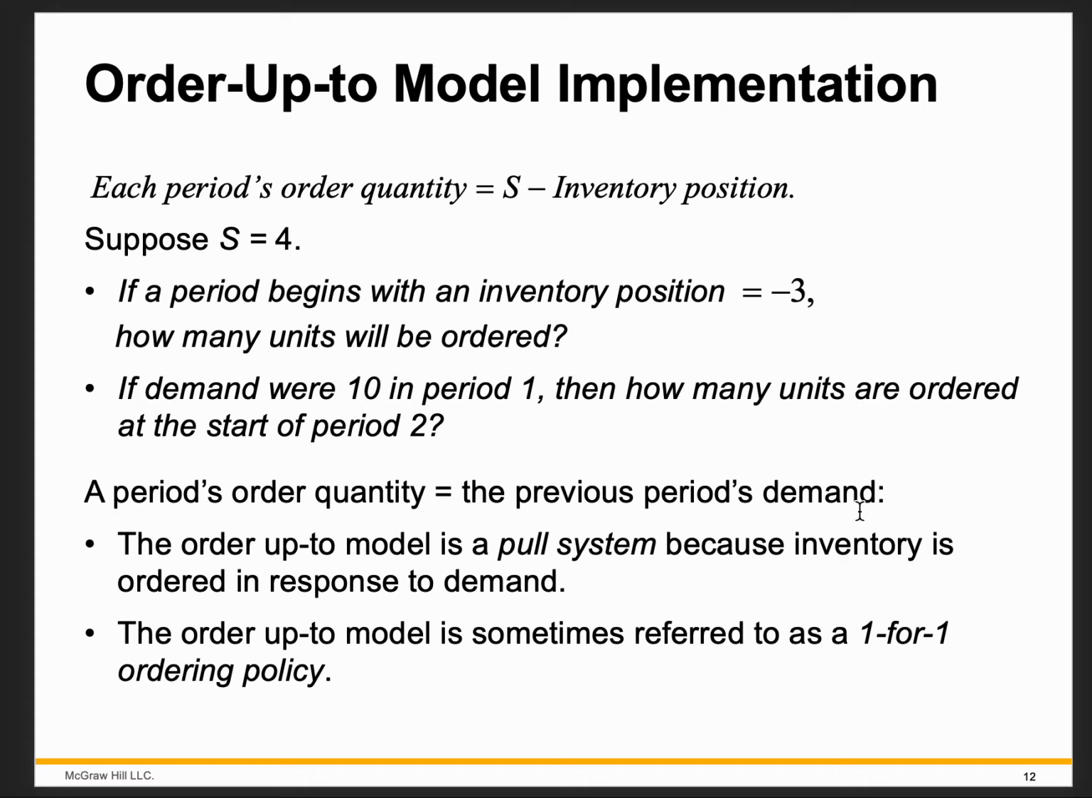Whatever base stock level you set, if the inventory position becomes less than the base stock level, from that point onwards it's a pull system. You look at the previous period's inventory and you order the exact amount each period. That makes your inventory ordering very straightforward. Okay.